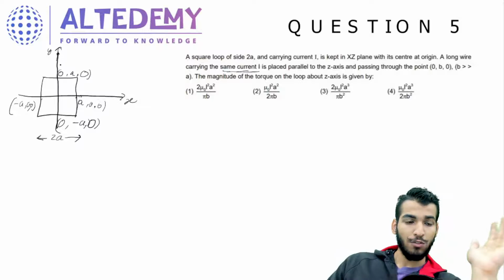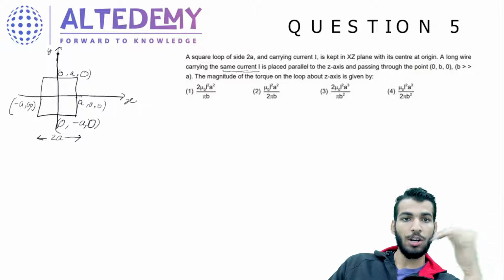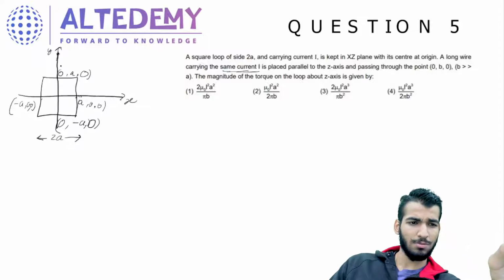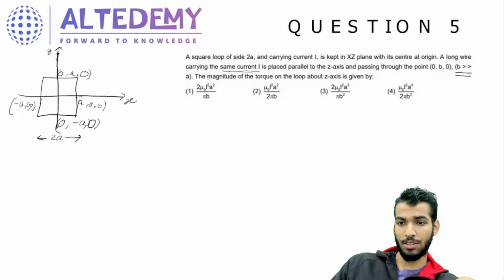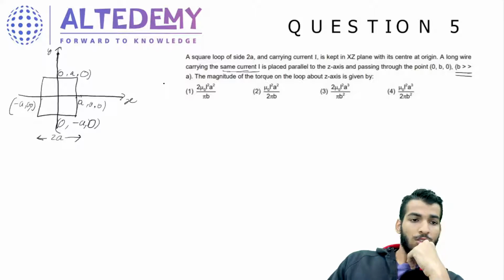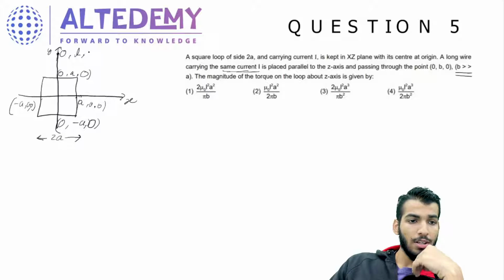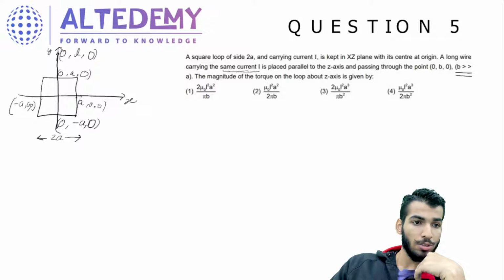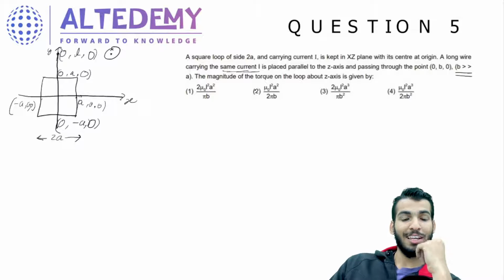It will have no significance whatsoever. The torque applied will be somewhat equal, and the magnetic force which is produced by this wire would be equal on both sides, because b is much greater than a. This point is emphasized. So let's move further and see what is happening. This point is (0, b, 0), and it is protruding out of the plane. That means this is the direction of the wire.